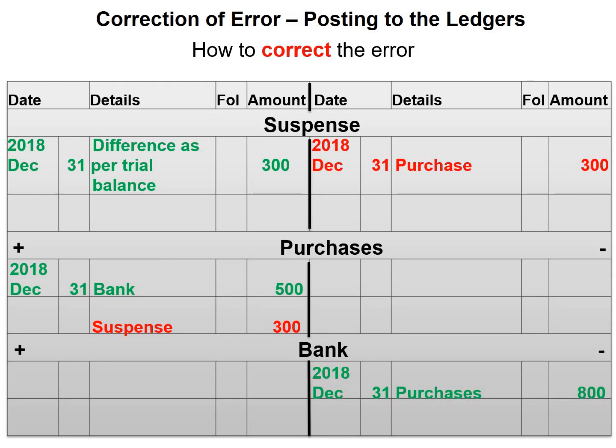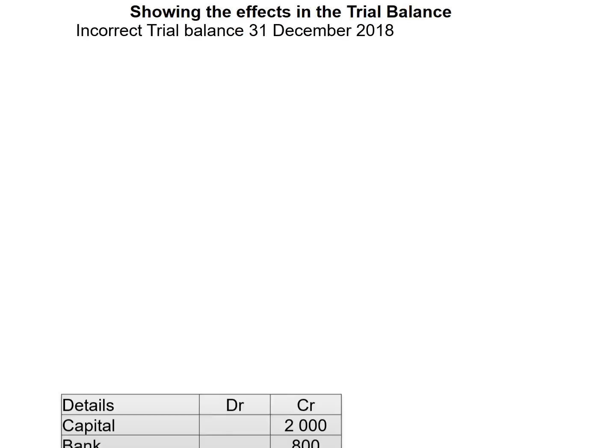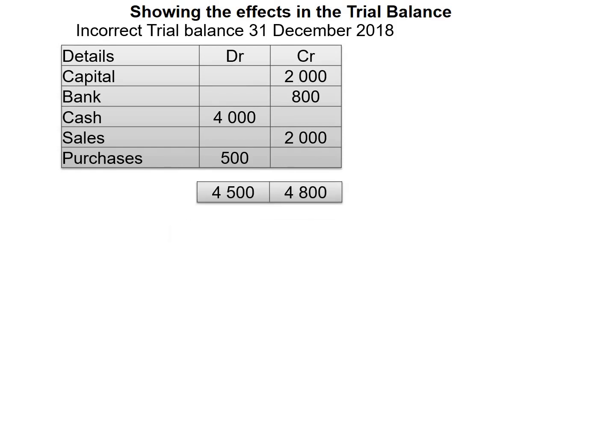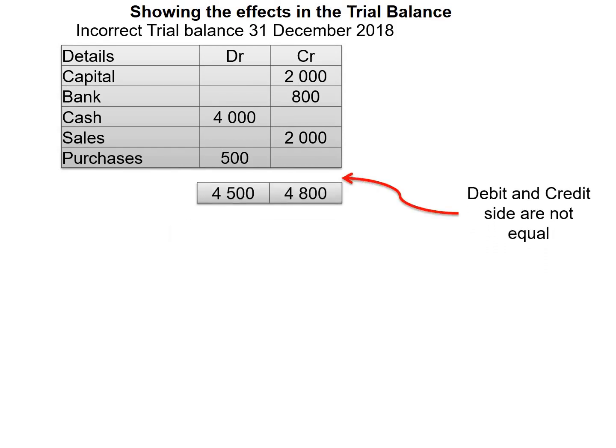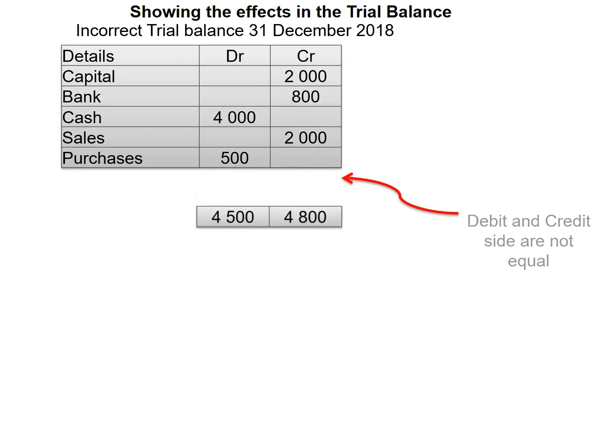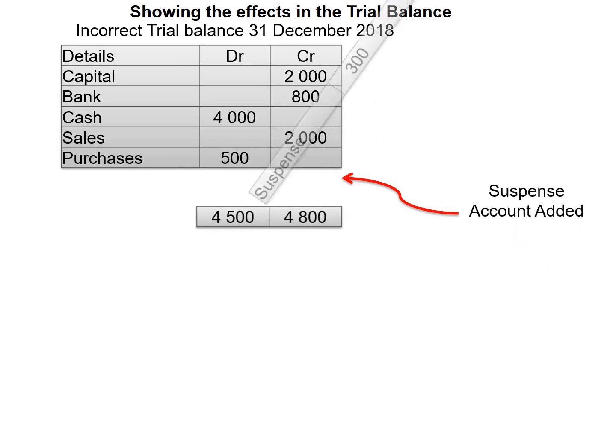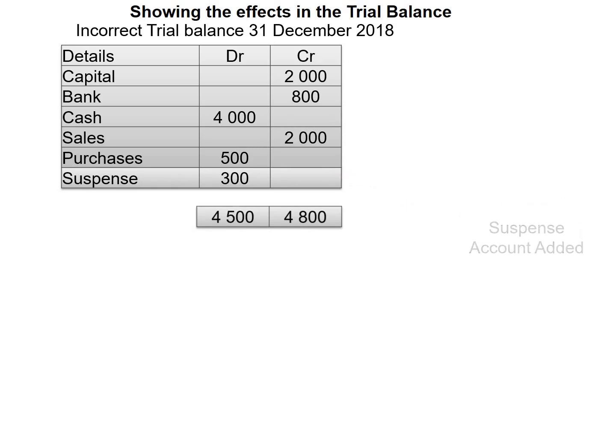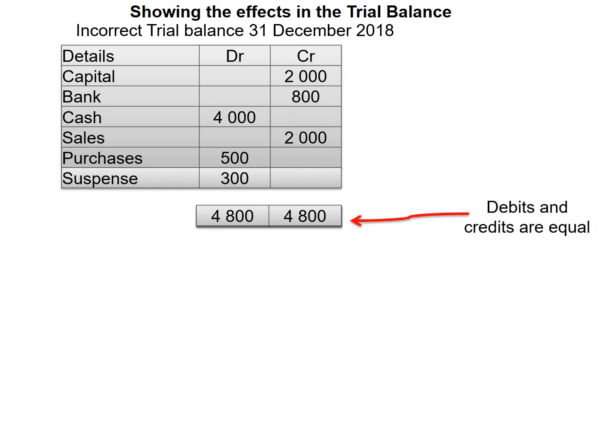Let's have a look at how this will affect our trial balance. Now let's have a look at our incorrect trial balance. Now as you can see, the debit and the credit side are not equal, so we will have to open a suspense account with $300 on the debit side, and after doing that, our trial balance balances. See, our debit and credit side are equal.